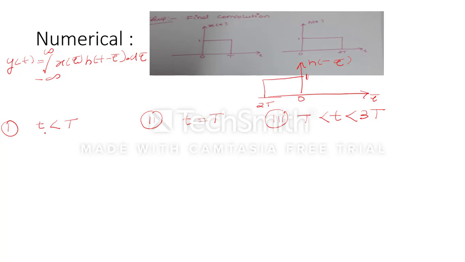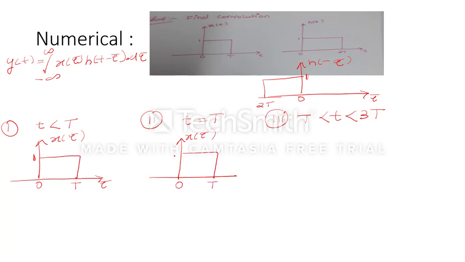So if I plot for this signal, my x(tau) will remain the same for all three conditions. X(tau) has length 0 to T, magnitude is 1, and it is on the tau axis. Here the signal x(tau) will remain the same, 0 to T, 1 magnitude. Here again x(tau) will remain the same, 0 to T, 1 magnitude. Now we have to plot h(minus tau) with t shifting.